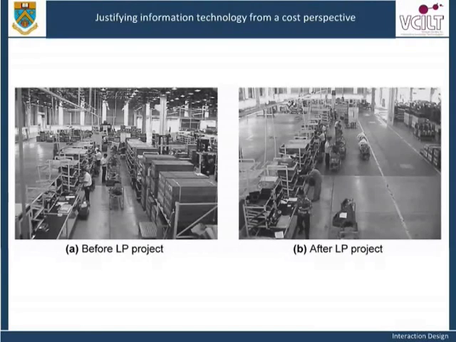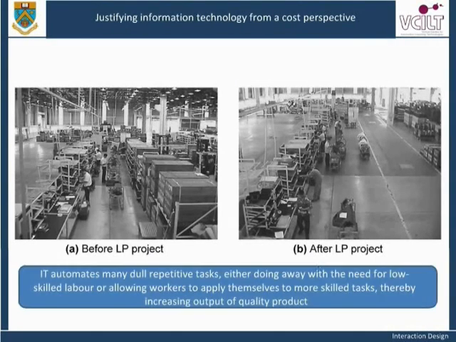One would expect that the introduction of information technology into a system of production would be just such a tool to increase productivity. It automates many dull repetitive tasks, either doing away with the need for low-skilled labor and reducing labor costs, or allowing workers to apply themselves to more skilled tasks, thereby increasing output of quality product, assuming that skilled workers produce better quality products than unskilled workers.